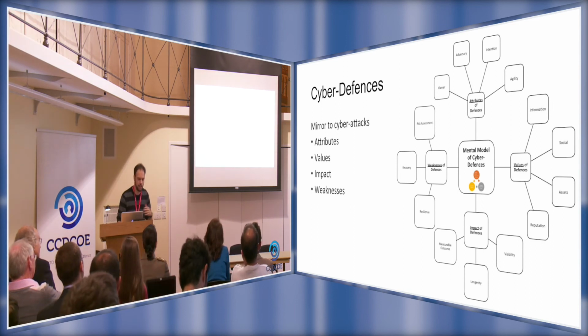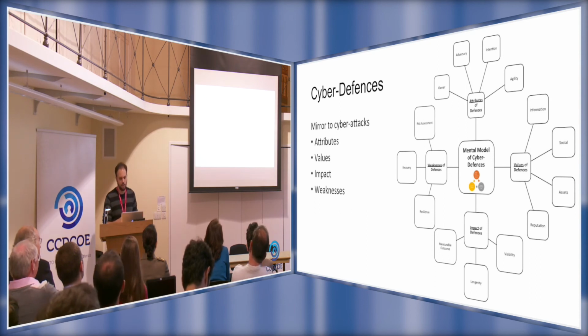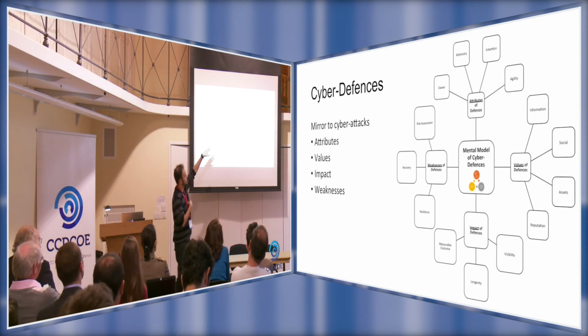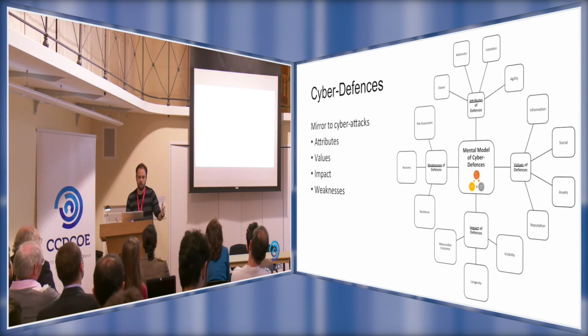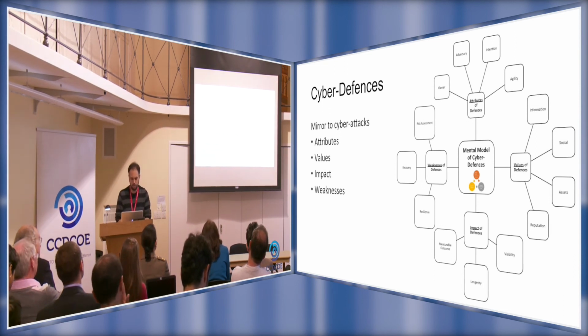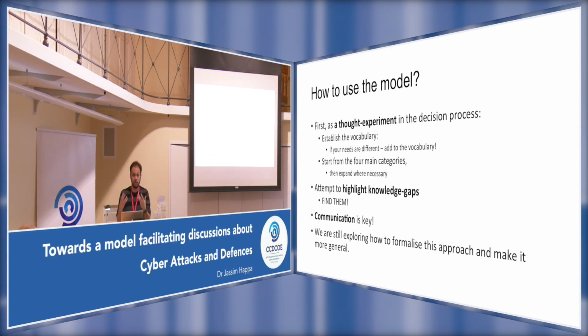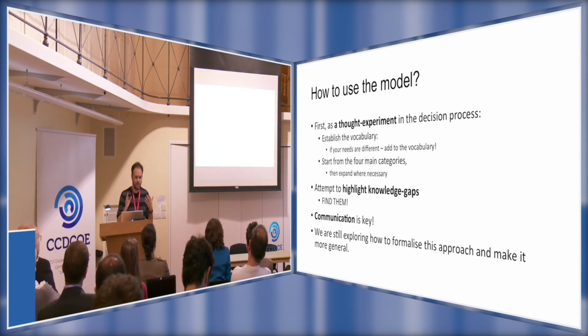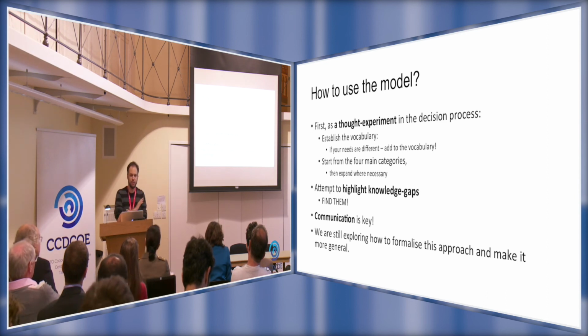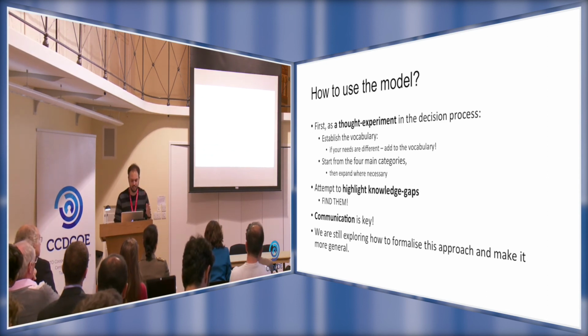And on the defense side, you're looking at who's the owner of the defense and who are the adversaries of that defense. So it's basically looking at it from the reverse order, if you will. So how to use this model? First, we imagine it as a thought experiment: establish the vocabulary and attempt to find your knowledge gaps, and communication is key between all parties. I really have to emphasize that communication really is key, because you'll have people using the same words but talking about very, very different things.